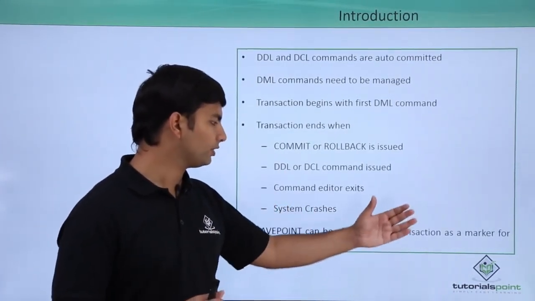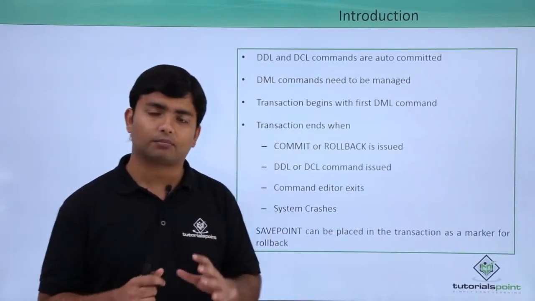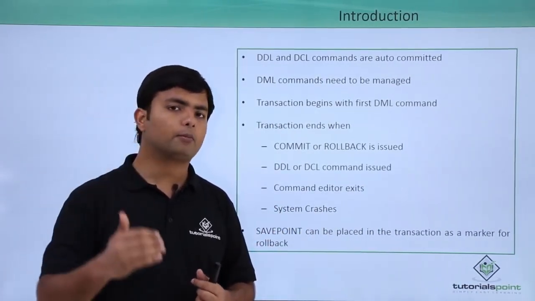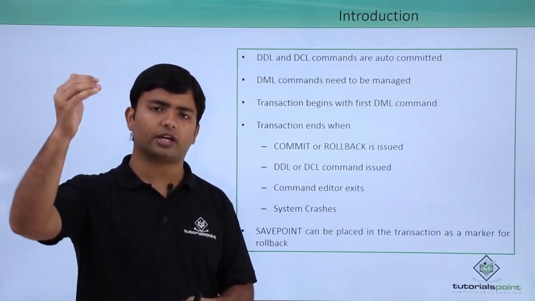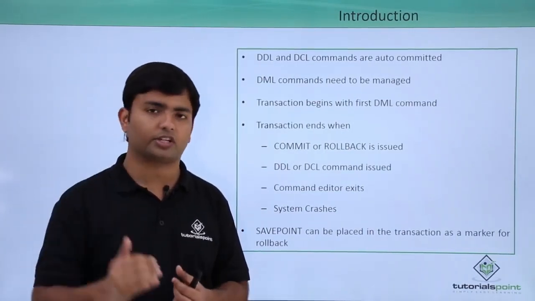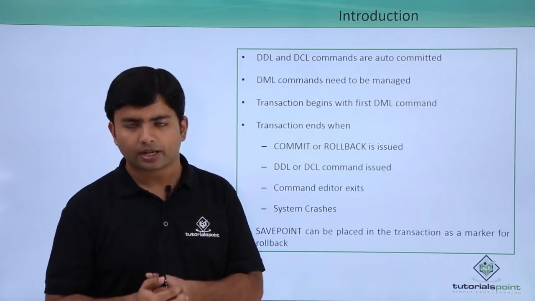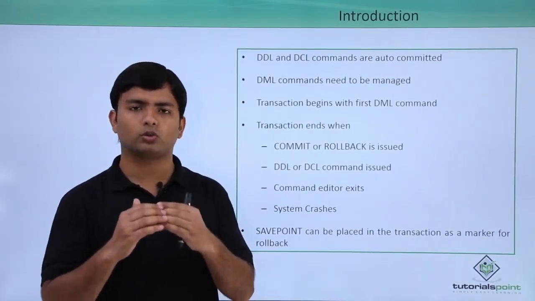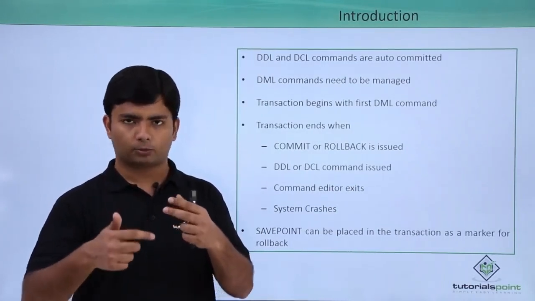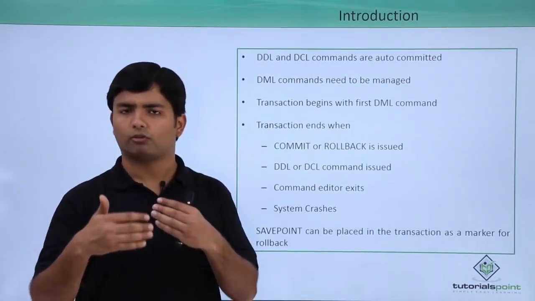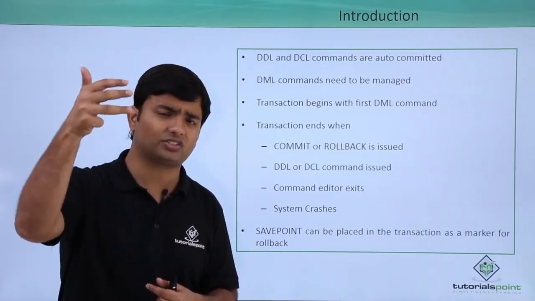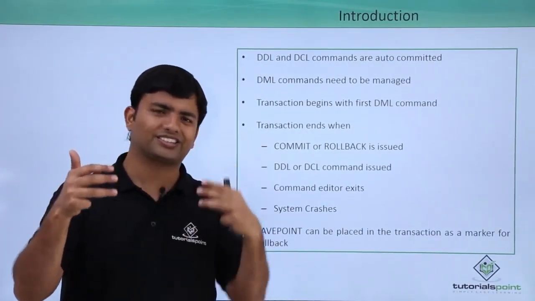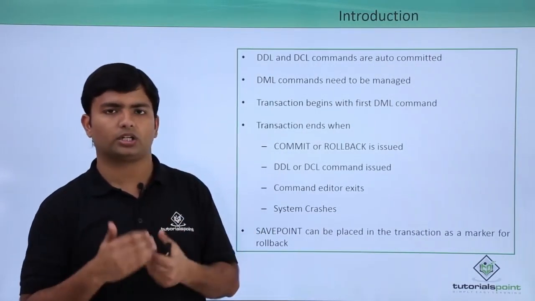A savepoint can be placed in the transaction as a marker for rollback. Suppose there are n number of statements, like I want to create 10 DML statements for a transaction. But at a certain point, I notice I want to roll back the transaction up to the last 3 statements. For example, if I have executed 3 statements earlier and 3 statements afterwards, I want to roll back the 3 statements which I executed later.